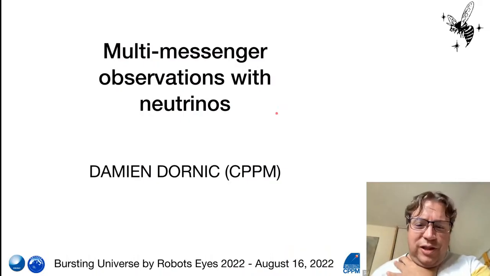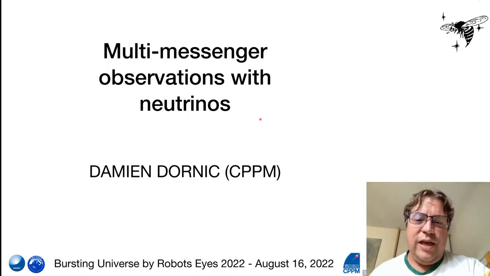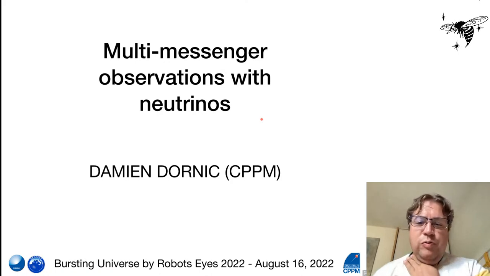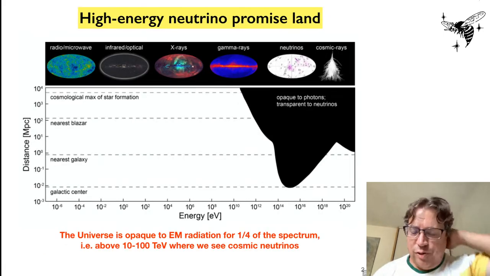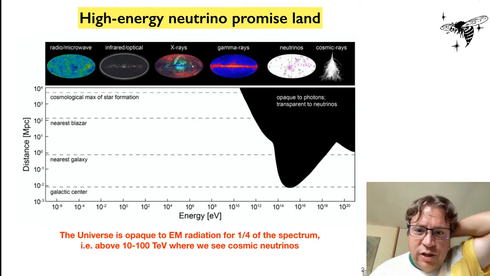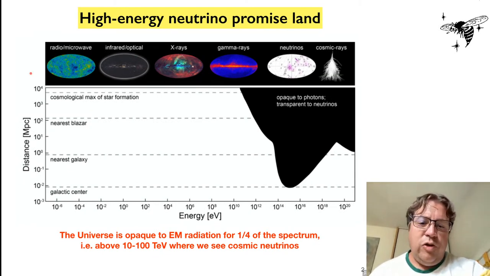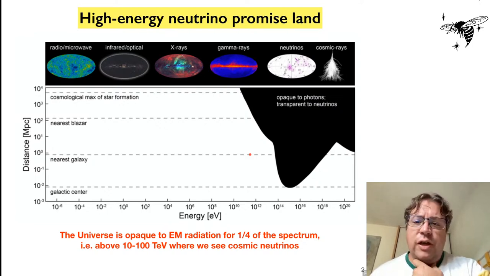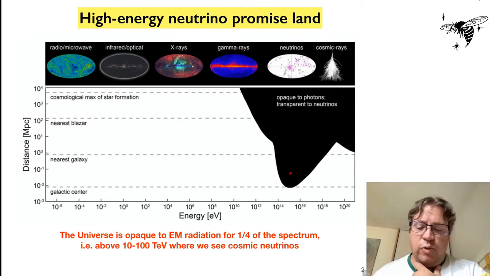Okay, so welcome everyone. I will discuss today what we have done on multi-messenger observation with neutrinos, mainly with the ANTARES neutrino telescope. Just to start, a very brief introduction: here is a picture of the horizon versus the energy, and you see that at very high energy, gamma-gamma absorption makes the universe completely opaque to high energy radiation. To know what happens in the very high energy universe, you have to use another messenger, neutrinos. And that's what we will discuss today.